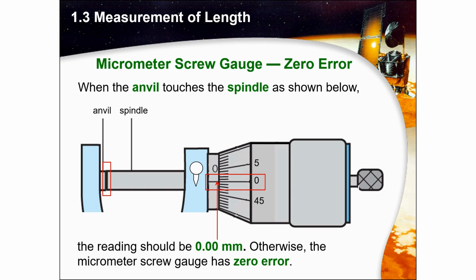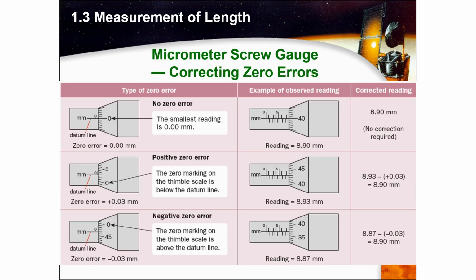Let's see. The smallest reading is 0.00 millimeter. So if the zero and the zero from the datum line coincide, we do not have any zero error. What about the below part? We see that the zero on the thimble and the datum do not coincide, and the zero is located downwards. That means it is below the zero, so that means we have positive zero error.